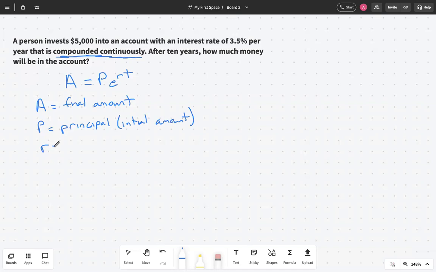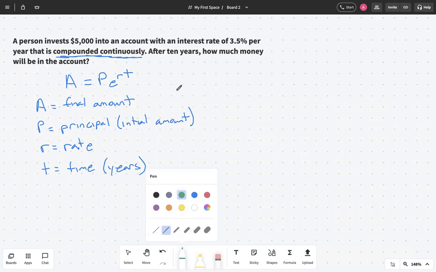Next, we have r, which is our rate. And next is t, how much time it takes in years. So make sure that's in years each time. Okay, so now we're going to read the question and we're going to fill out what each of these is for our particular problem.